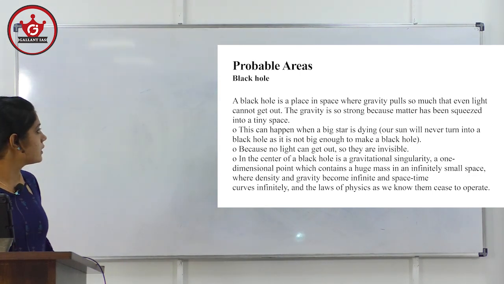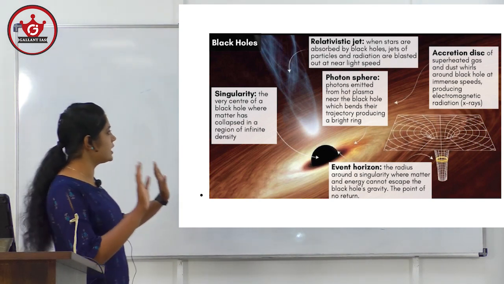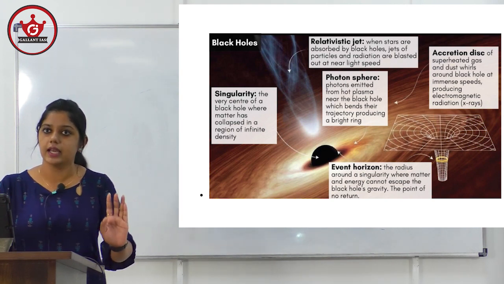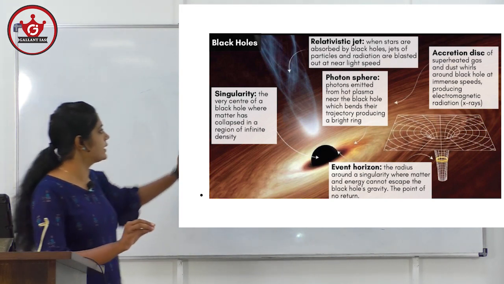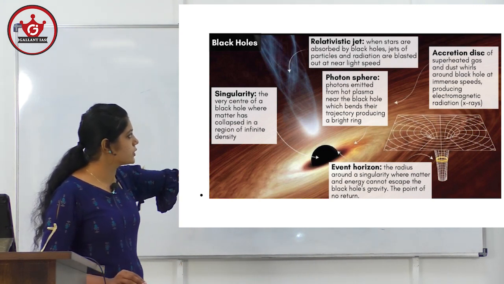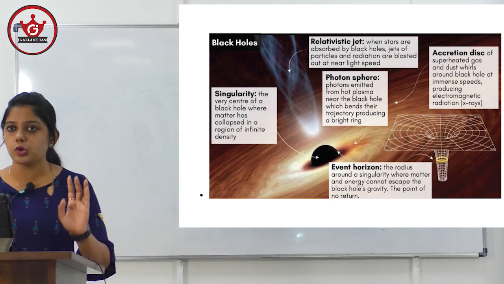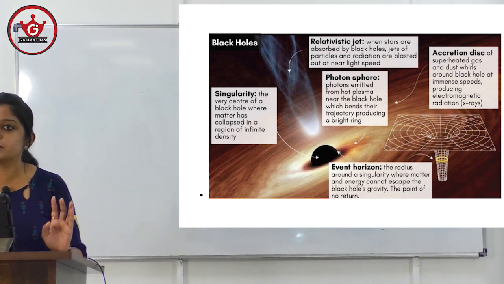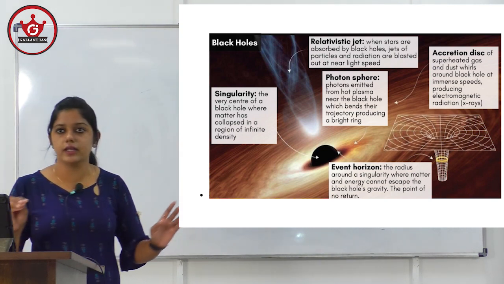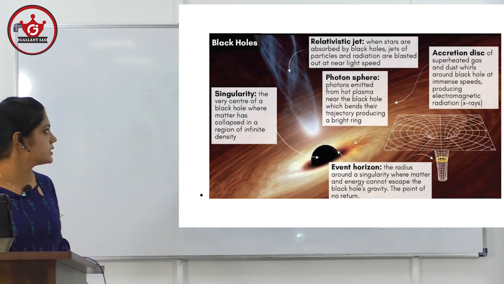Moving on, related to black holes, make sure that you know these terms. You don't have to study them in depth. One is singularity, next is relativistic jet, third is photon sphere, event horizon, accretion disk. All these terms are associated with black holes. They can ask you a question like, which of the following terms are related to black holes? They won't be asking about event horizon or singularity individually. They'll just ask what the terms associated with black holes are. That is the significance of this figure.